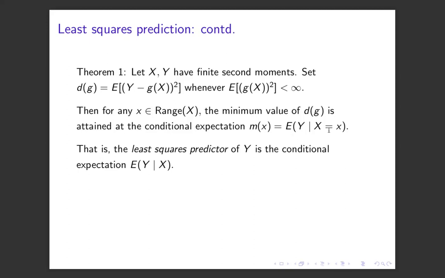So if you are to consider this as a function of little x, that is a random variable. So this statement says that the least squares predictor of y is the conditional expectation of y given x.